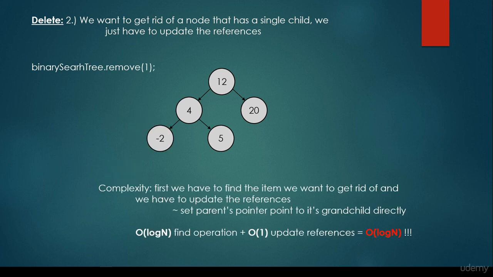Okay, so the complexity is first we have to find the item, and then we have to update the references and set the parent's pointer to point to its grandchild directly. So the find operation is logarithmic, updating the references is constant time complexity, so the overall complexity is O(log n), logarithmic.